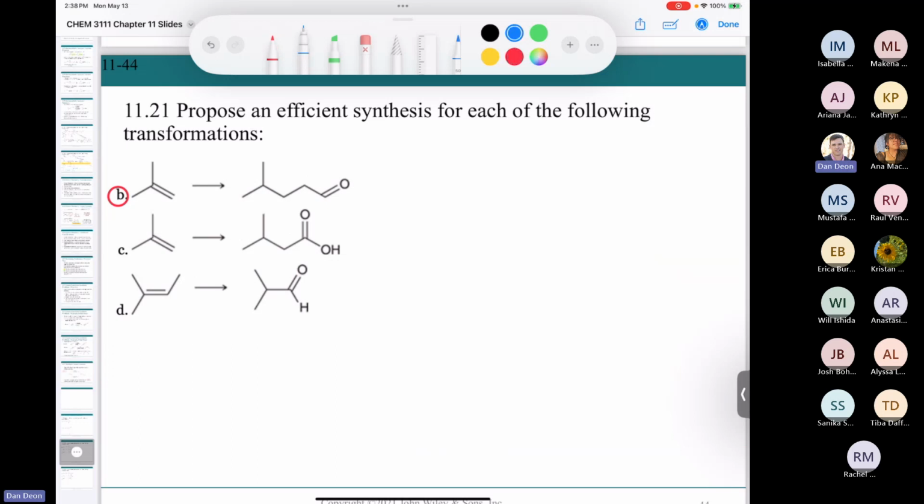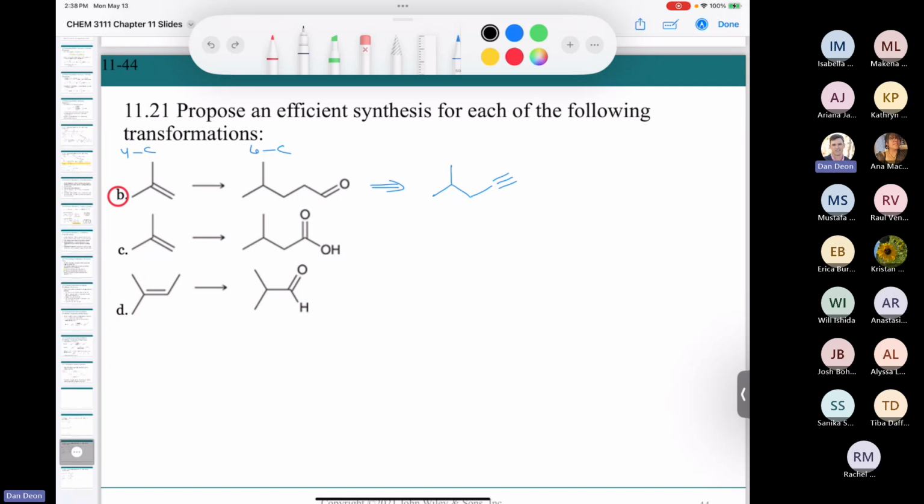Based off of retrosynthetic analysis, we know that here we have 4 carbons, and here we have a total of 1, 2, 3, 4, 5, 6 carbons. We only know one way to make an aldehyde at this point. And so this aldehyde, 1, 2, 3, 4, 5, 6, must come from this alkyne. So the question is, how do we get from isobutylene to that alkyne?